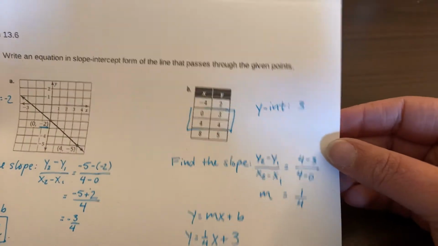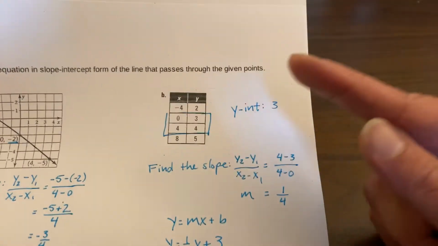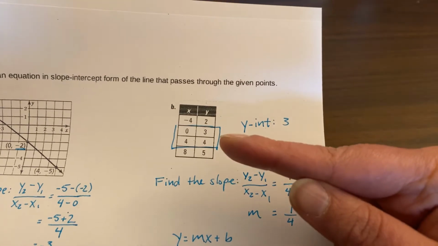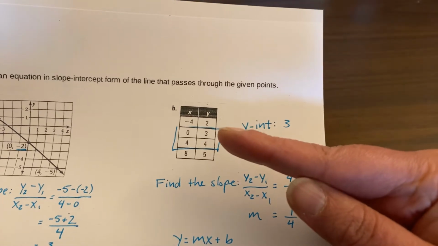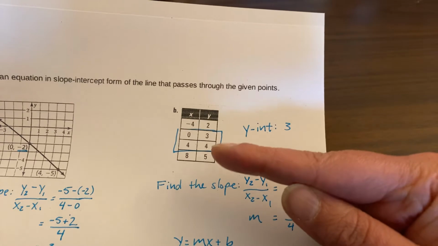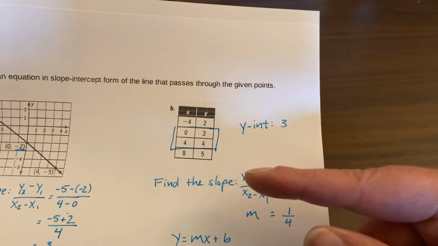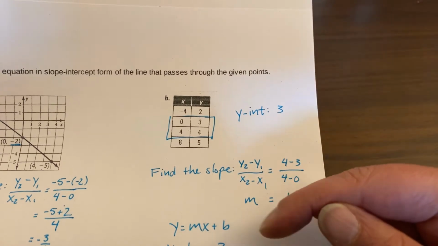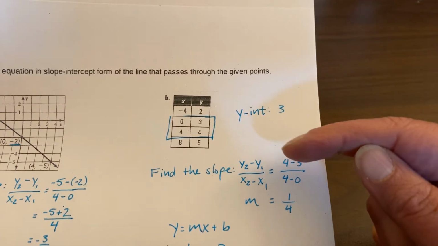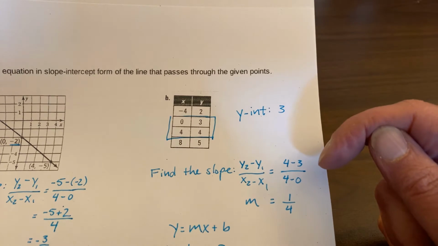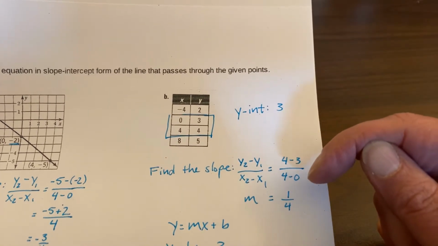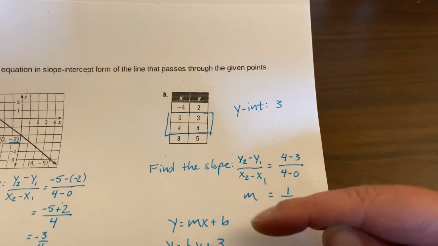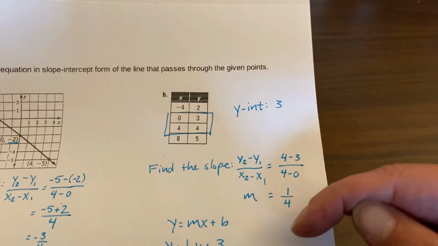Let's try one with just a table of values. Here we have x and y. Again, the first thing we want to do is find the slope. I put a box around these 2 points because I'm going to use them to find my slope. So we do y2 minus y1 over x2 minus x1, and so that's 4 minus 3 over 4 minus 0. 4 minus 3 is 1, 4 minus 0 is 4, so my slope is 1/4.